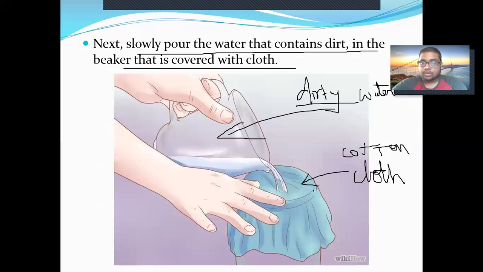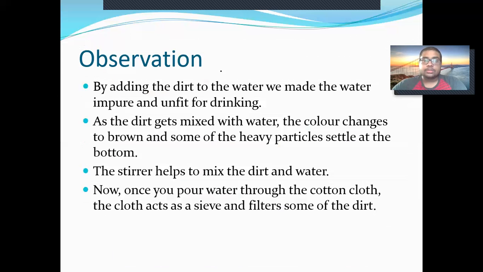Okay, so this cotton cloth is wrapped up around another glass jar or transparent vessel. Okay, I'll write glass. So this is dirty water. This dirty water you will pour inside this glass, and there is cotton cloth wrapped over here. This is your experiment. So, observations. What do we get from this experiment?